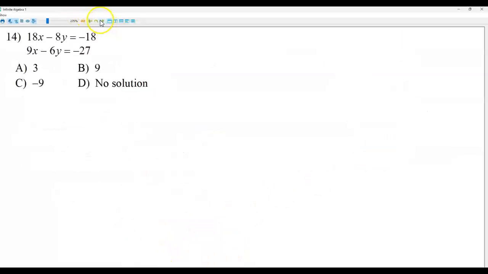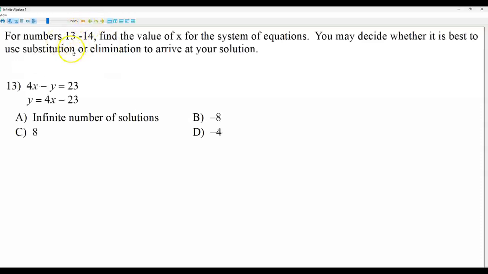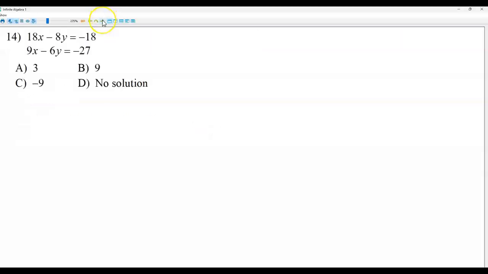All right, let's go ahead and take a look at number 14. Number 14, the directions. Let's take a look at those really quick, if it'll show them to us. Okay, it won't show it. It's on the last problem, though. We'll back up to read the directions. For numbers 13 through 14, find the value of x for the system of equations, and we need to decide whether it's best to use substitution or elimination.